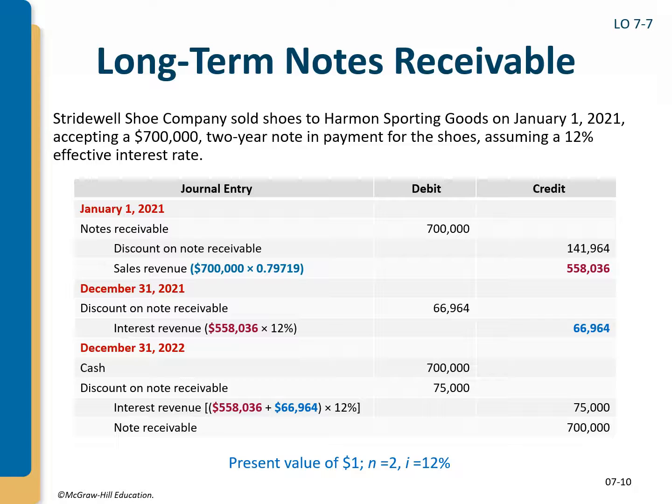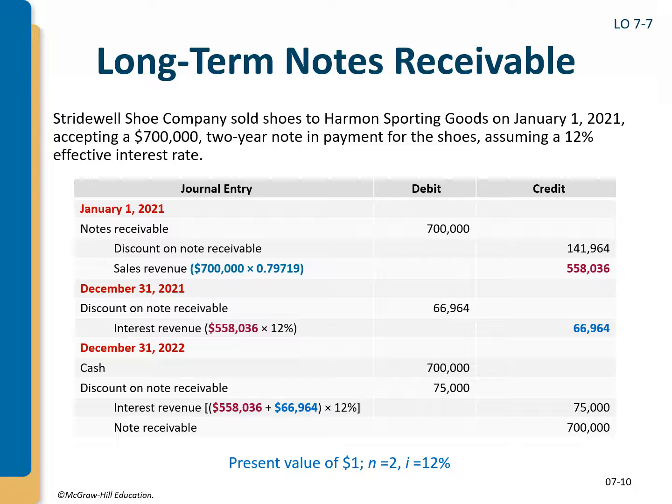So I didn't do that as I was saying it, so I'm grabbing my calculator. I don't have my glasses on. Let's see. 141,964 minus the portion we've already recognized, 66,964. Recognize that portion as interest revenue. So 75,000 is the balance in our discount on notes receivable.